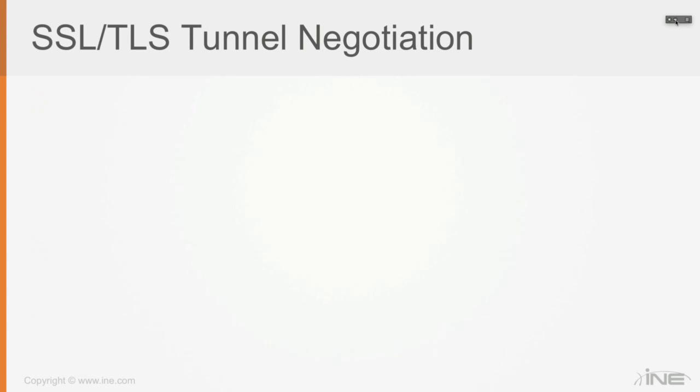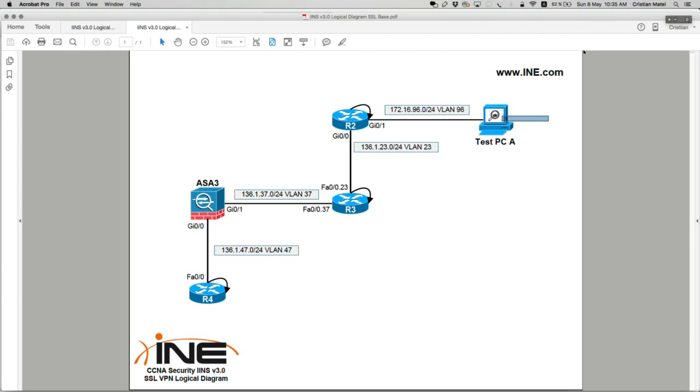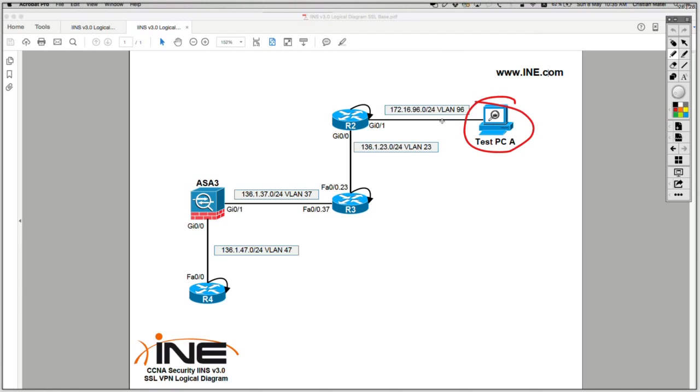Now, let's go step by step through those two processes of building up the tunnel, the control plane part. In the authentication part, we have to do server authentication, so the server has to be authenticated. For example, if you look at our diagram, let's for the moment not speak about VPNs, but just about a basic SSL/TLS session. Imagine test PC A wants to fire up a secure HTTP session to the web server of router 4. It's going to be an HTTPS session.